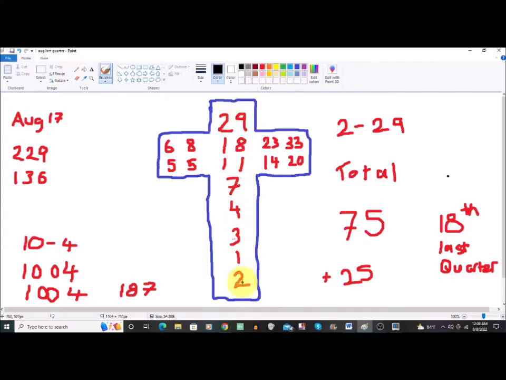Now what we're doing is we're totaling up these numbers. We're adding 29, 18, 11, 7, 4, 3, 1, 2 together, okay, and that gives us a total of 75. So this total from 2 to 29 totals 75.